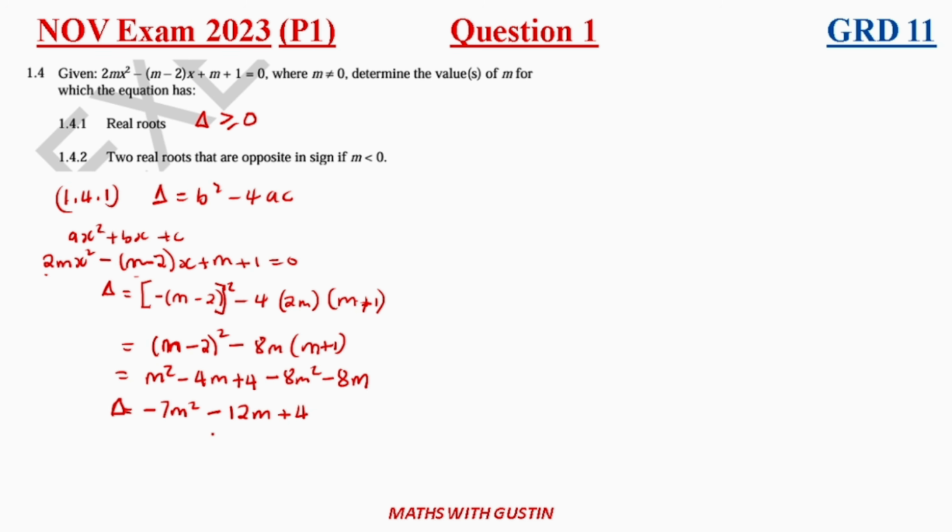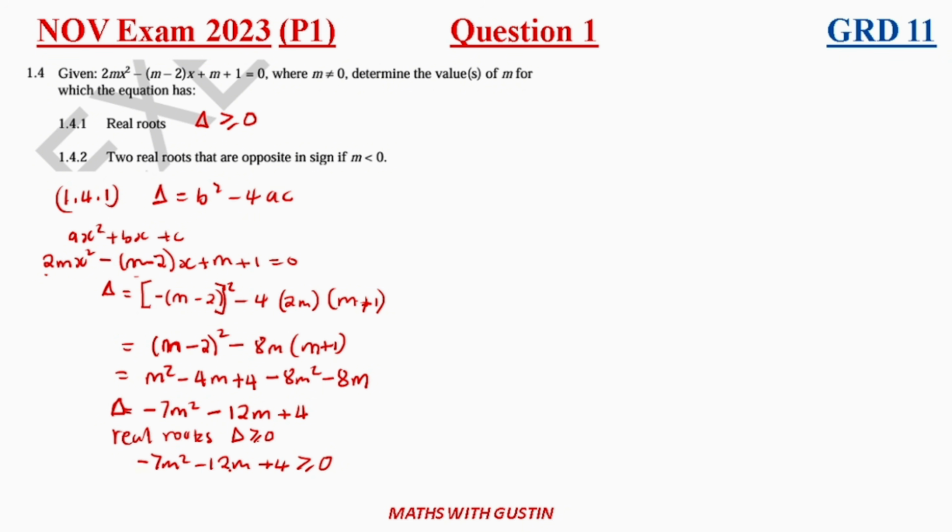Therefore we said, okay, for real roots we already know what to do with the discriminant. It needs to be greater than 0, greater or equal to 0. So therefore what does this mean? It means that now our negative m squared minus 12m plus 4 has to be greater or equal to 0.